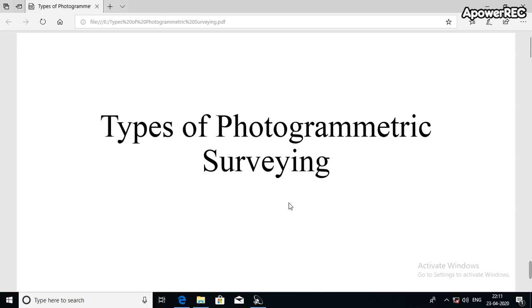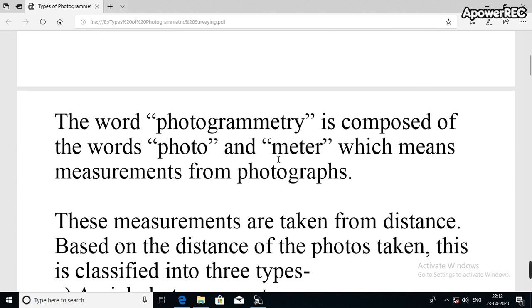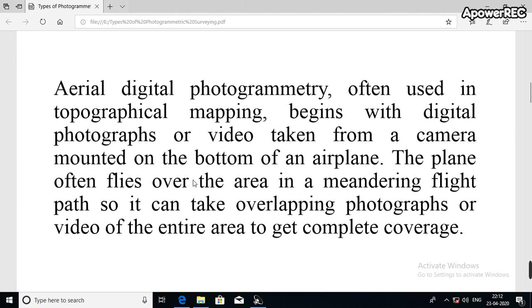We are talking about the steps involved in it, and today we shall be discussing the types of photogrammetric surveying. Now, this word consists of two parts. One is photo, and the second one is meter. Obviously, photo you can understand, and meter is the measurement. So, it is the measurement from the photograph. This is generally classified into three types: aerial, terrestrial, and satellite.